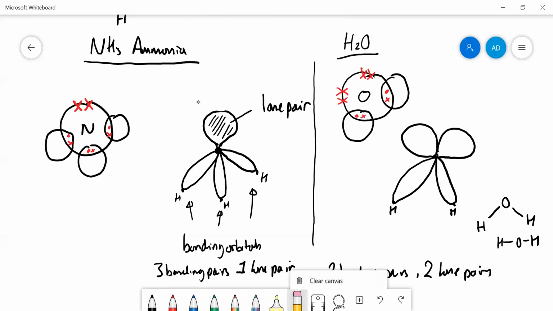And the shapes of these molecules has an important effect on the way they react sometimes. So, we'll move on to that later.